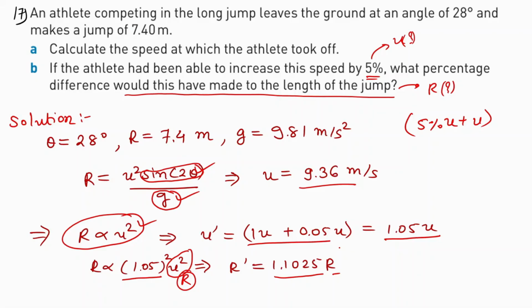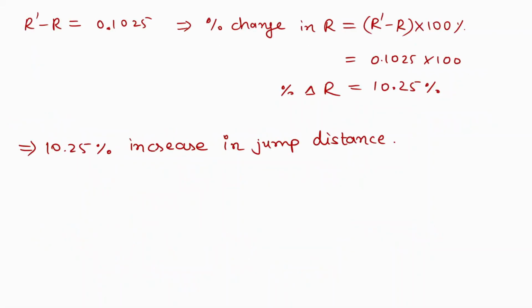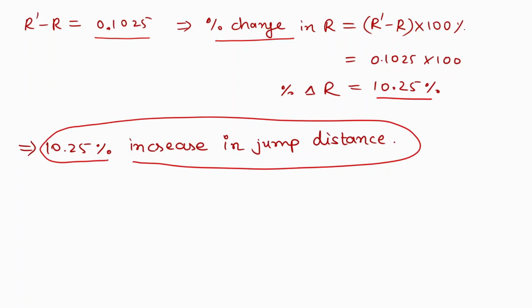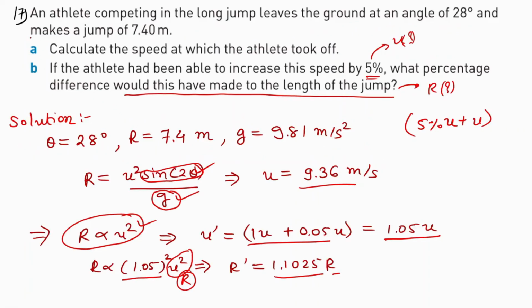Now we need to find the percentage difference. R prime minus R is 0.1025, and for the percentage change we just multiply by 100, so the percentage change in R is 10.25%. That means the increase in the horizontal distance, or I would say range, is 10.25%. I hope you clear this concept.